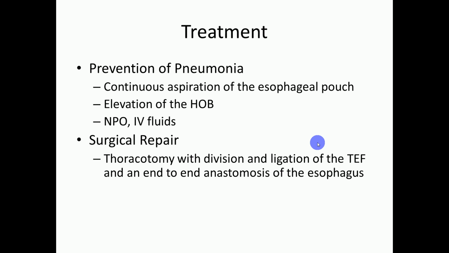Treatment is prevention of pneumonia, continuous aspiration of the esophageal pouch, elevation of the head of the bed, NPO, and IV fluids. Surgical repair: they're going to do a thoracotomy with division and ligation of the TEF. So they're going to go in and ligate that fistula, and then they're going to go back and do an end-to-end anastomosis of the esophagus, where they just pull it together and attach it.